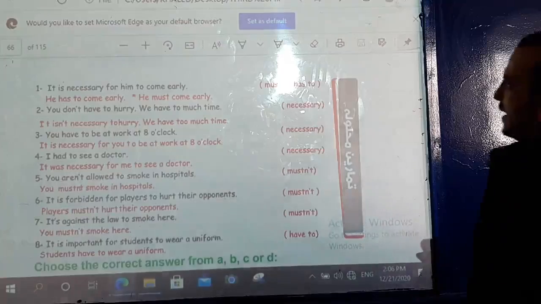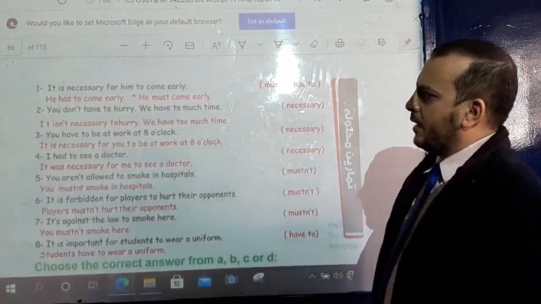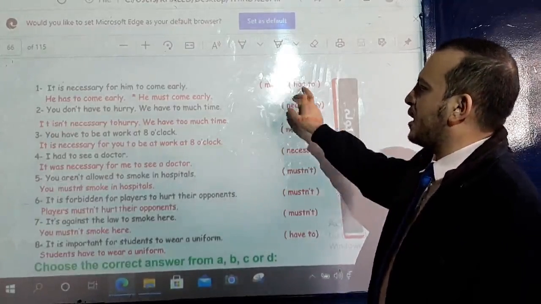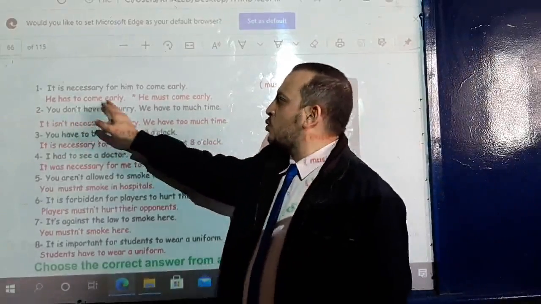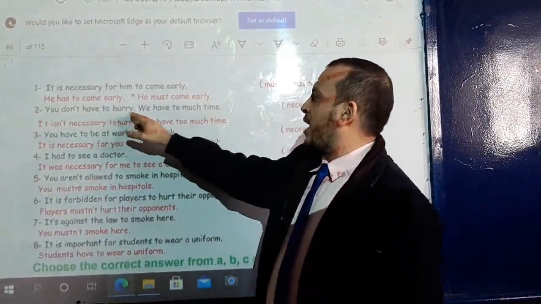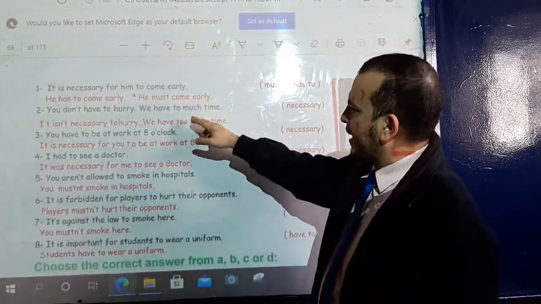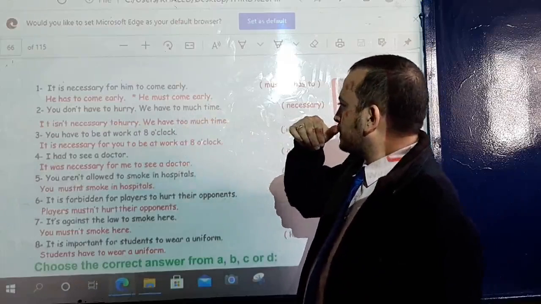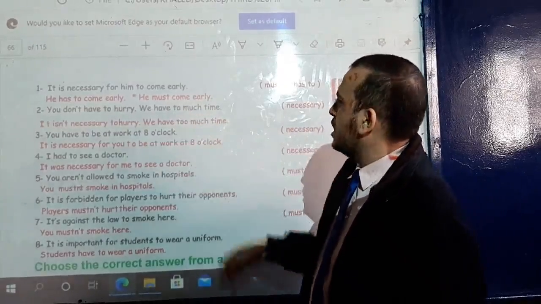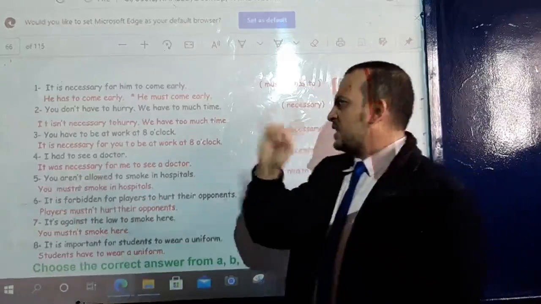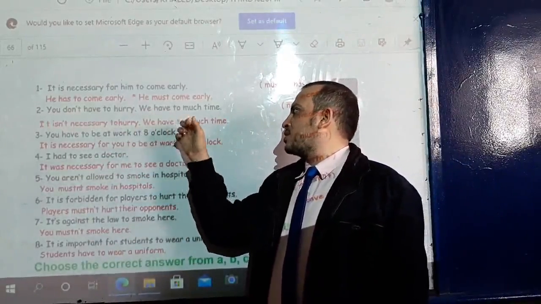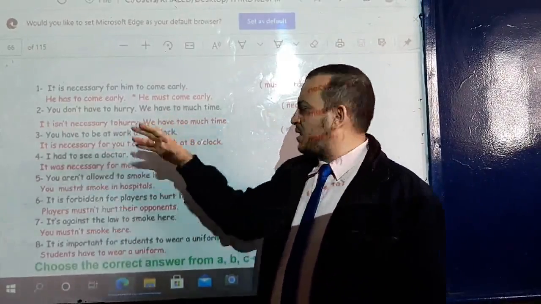Some answers to the exercise. It is necessary for him to come early. Use must or has to. So he has to come early, or he must come early. You don't have to hurry. We have too much time, with double O. Use necessary: it isn't necessary to hurry, as we have much time. This is the completion.